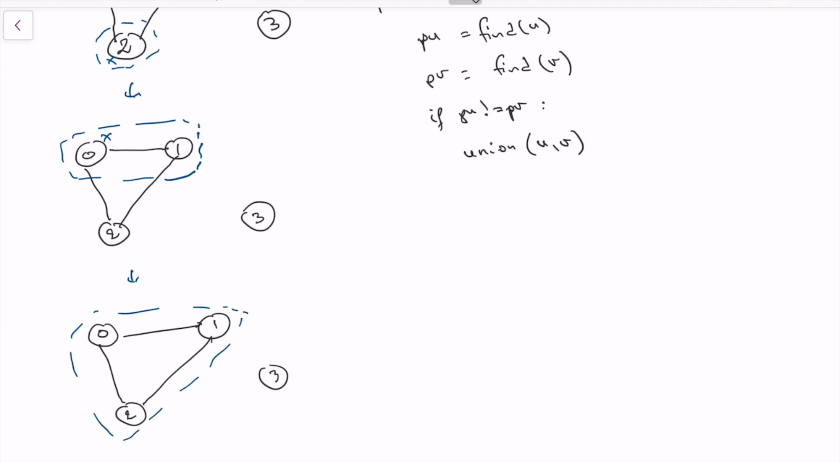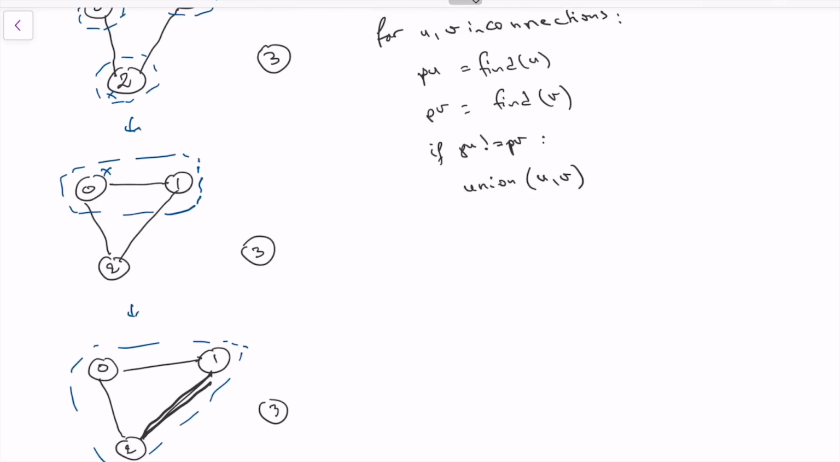And then we process the link 1, 2. When we do find for 1, we find that find of 1 is equal to 0 because we already put them in the same component, and then find of 2 is the same, it's 0, right? So that means they already are in the same component, but there is still an edge between them. So that means we found an extra edge, right? We found an extra edge.